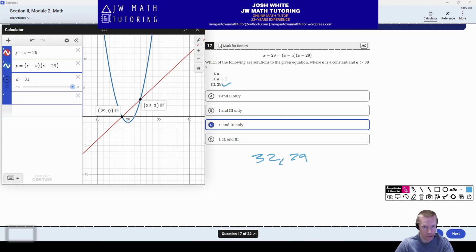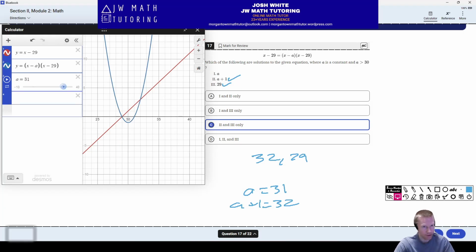So it looks like 29 is going to be 1, at least for this example. And now what is 32 relative to A? Because if A is 31, then 32 would be just A plus 1. So it looks like it's these two, but let's just move the slider and confirm.